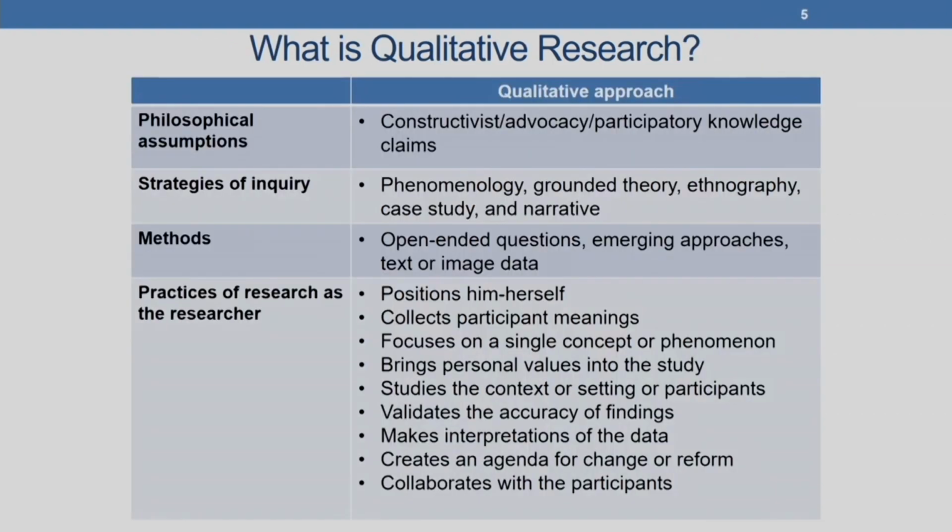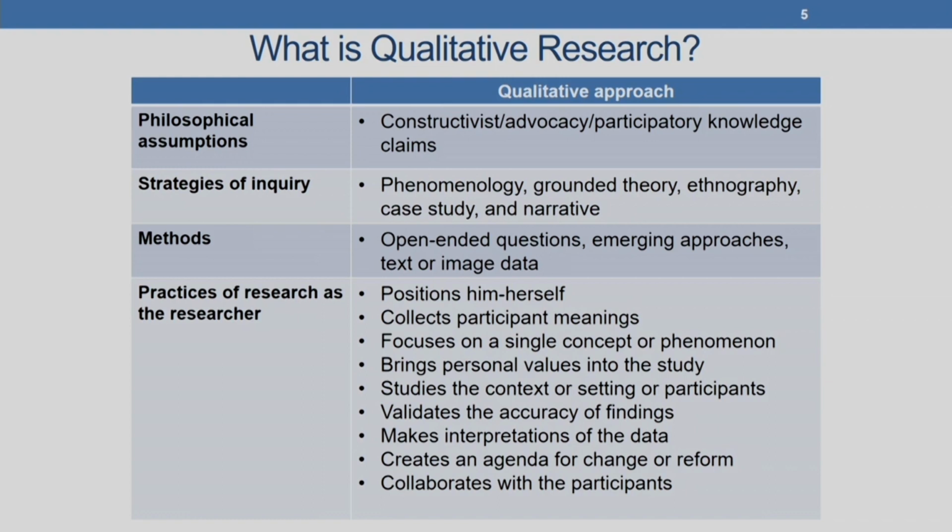Now, to summarize what qualitative research is, we can think of it as follows. There are philosophical assumptions, which may be guided by constructivist, advocacy, participatory knowledge claims. The strategies of inquiry could be any or all of the following: phenomenology, grounded theory, ethnography, case studies and narratives. The methods could be in the form of open-ended questions, looking at emerging approaches, text or image data, which I will elaborate on in the subsequent slides.